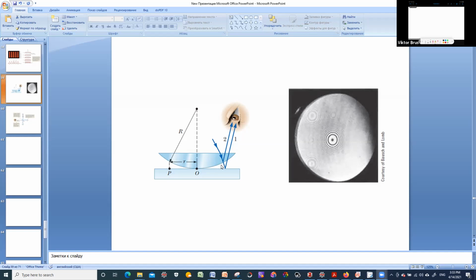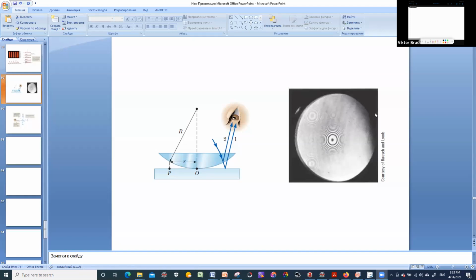Since we have at different points a different thickness of this air gap between the lens and the glass, we will observe at different distances from the center maxima or minima of the interference effect. This depends on the gap, on the wavelength of this light, of course, and on the gap between lens and the glass substrate. So this interference picture looks like dark and bright circles, which correspond to minima and maxima, constructive interference and destructive interference.